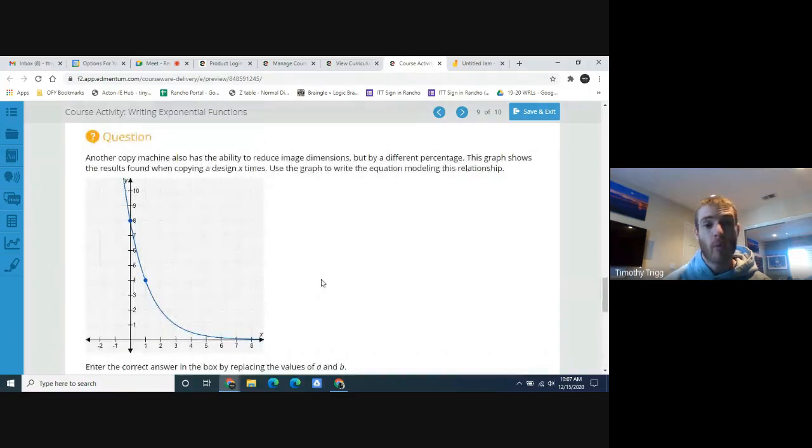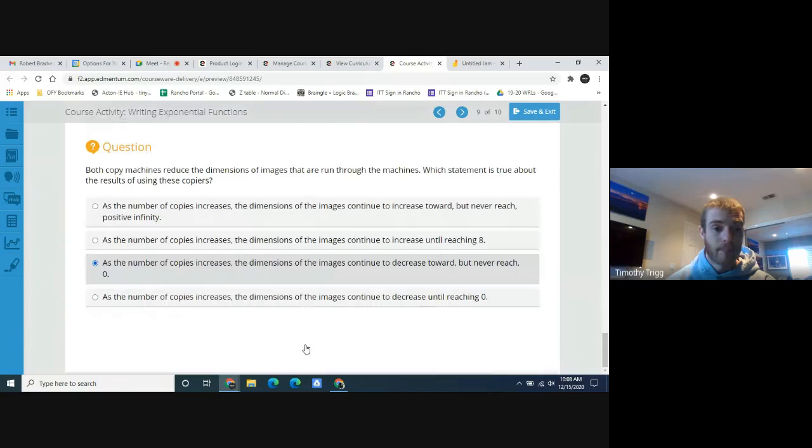In other words, the x-axis is what we'll call an asymptote. And you'll go over that more in Algebra 2, as well as in pre-calculus, is some graphs have what's called an asymptote. That means the graph approaches it, but it doesn't cross that barrier. So in this case, this exponential decay graph like this has an asymptote that is the x-axis. So it approaches but never reaches 0. Let's take a look at the last one, just make sure. As the number of copies increases, the dimensions of the images continue to decrease until reaching 0. Well, no, because it won't actually reach 0.